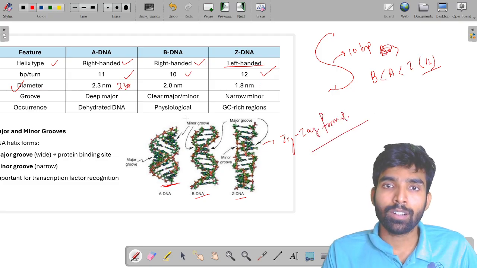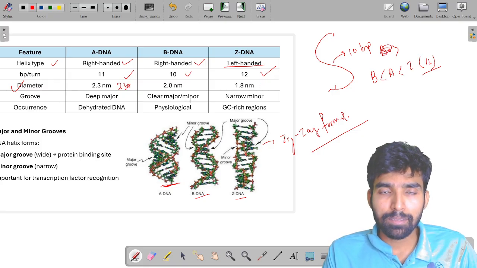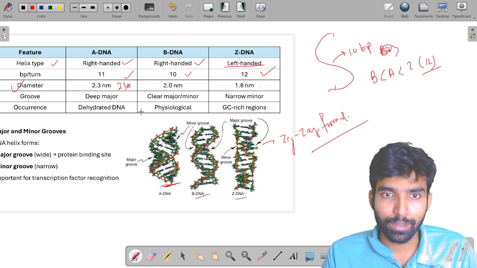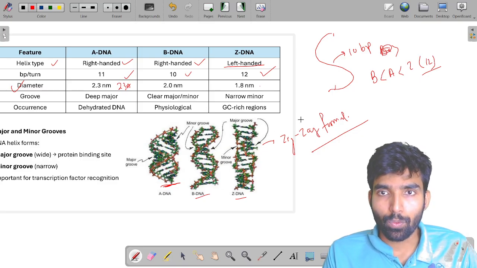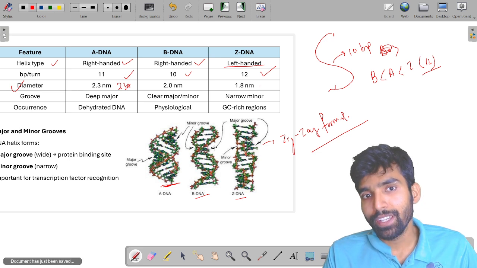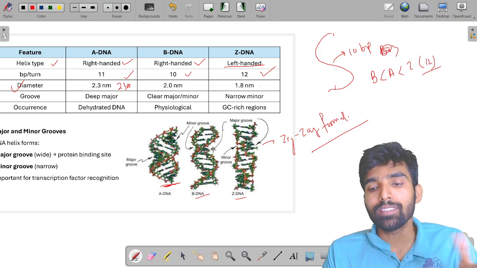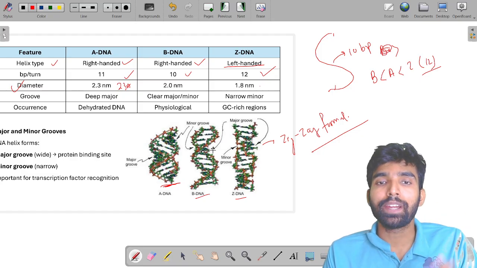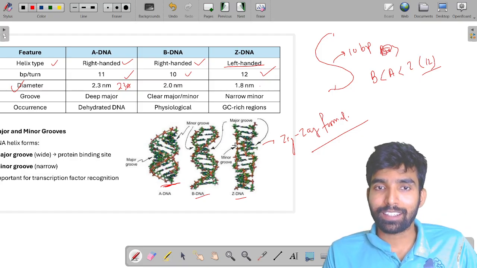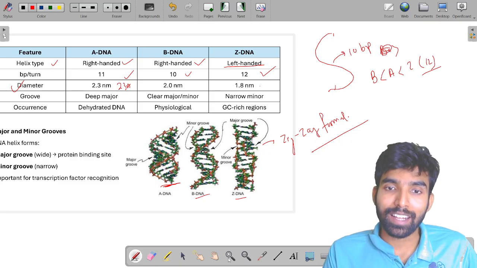Okay. Now groove. So this is the deep major groove and the narrow minor groove. Groove means you can see some grooves are there. While it's twisting, the DNA is bending in such a way that transcription or replication can happen. That means some protein is binding to DNA. DNA-protein interaction. So this groove actually plays a beautiful role in DNA-protein interaction.